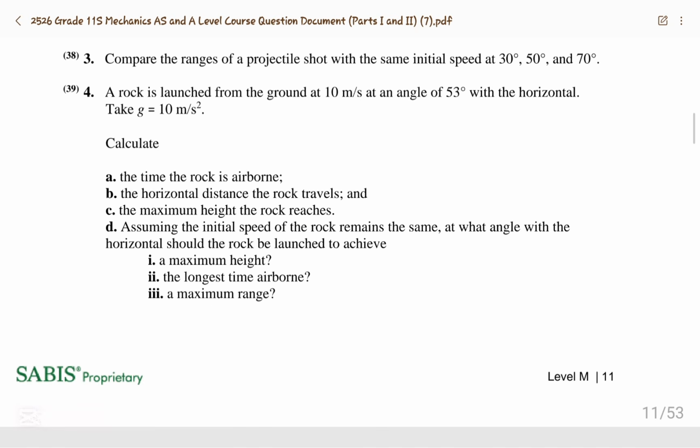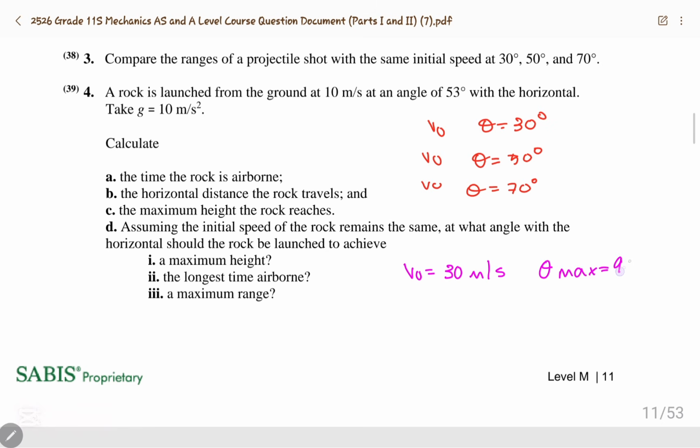What does it say? It says compare the ranges of a projectile shot with the same initial speed. So they have all three of them with v0, but this one has a theta of 30 degrees, this one has a theta of 50 degrees, and this one has a theta of 70 degrees. All right, you could go through the trouble and find R max, the maximum range, and substitute into the equation, or you could play it smart. For example, I'm going to give you v0 as 30 meters per second. And we know that the maximum angle, theta maximum, is 90 degrees.